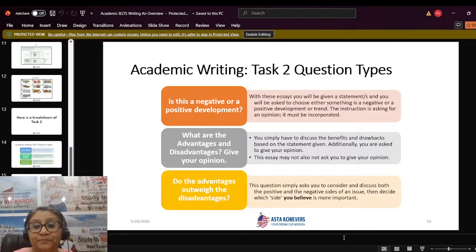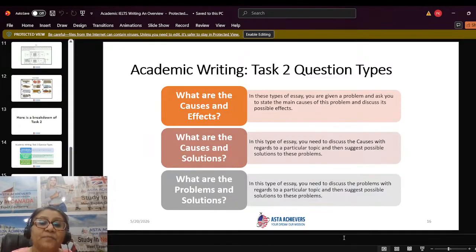Moving ahead, the next three essay types are quite similar in nature. First is the cause and effect essay. In this type of essay, you're given a problem and you're asked to state the main reasons of the problem and discuss the possible effects or the impacts. Moving ahead, the next essay type is: what are the causes and solutions? In this essay, you need to discuss the causes in regards to a particular topic and then suggest possible solutions or remedies to these problems.